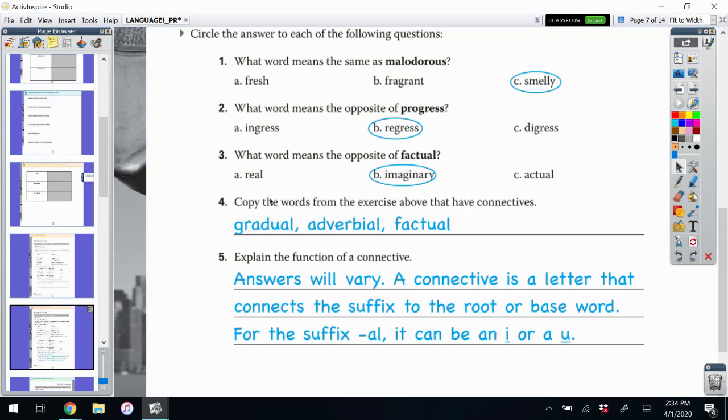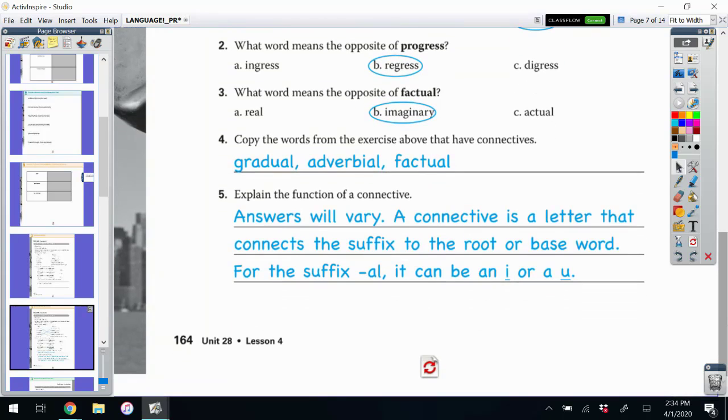Remember that connectives are this extra letter that makes the word sound better. Because we couldn't say grad-al, we would say gradual. Adverbial has the I in there as its connective. Because you wouldn't say adverbal, you say adverbial. And factual, the U is the connective.